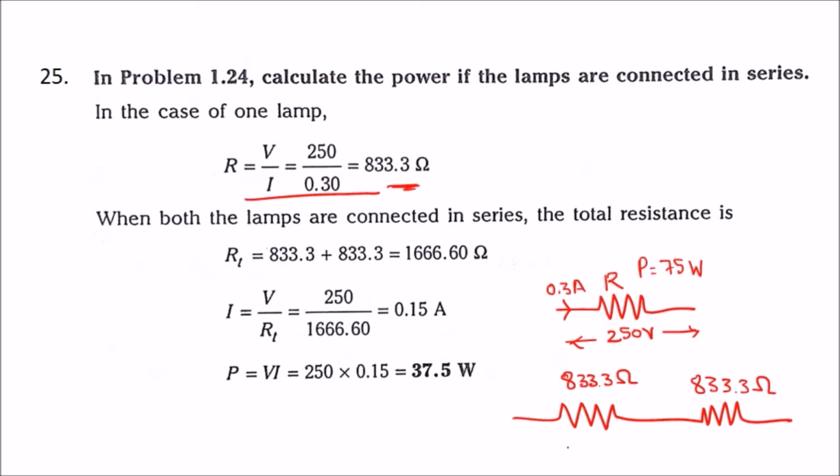So when we add the equivalent resistance, we'll get 1666.6 ohms. When we simplify, we will get the current as 0.15 amps. Therefore the power will reduce to 37.5 watts. So as you can see, when the lamps are connected in series, the power dissipated by each lamp will be less, that is 37.5 watts.